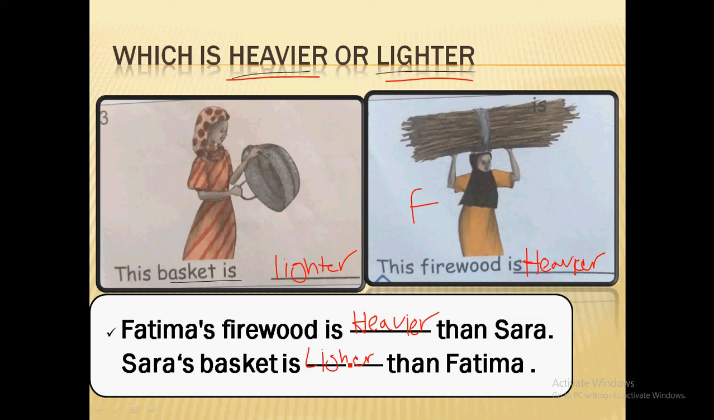So in your exercise book, page I think 103, that's the example you have. So the example is Fatima's firewood is heavier than Sarah's. So Sarah's firewood is lighter than Fatima's. So you just write the two words, heavier or lighter, with the picture explained for you.